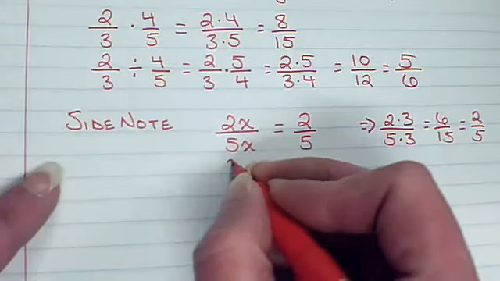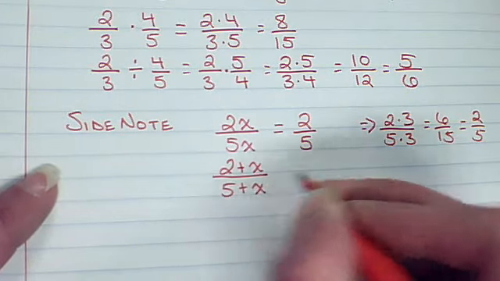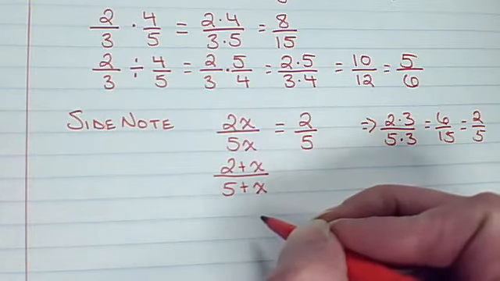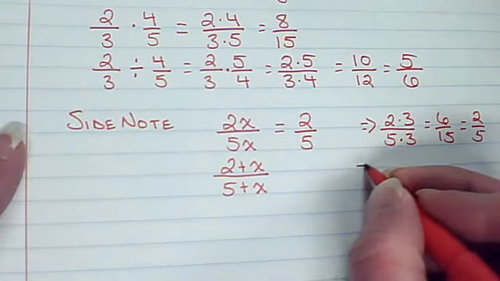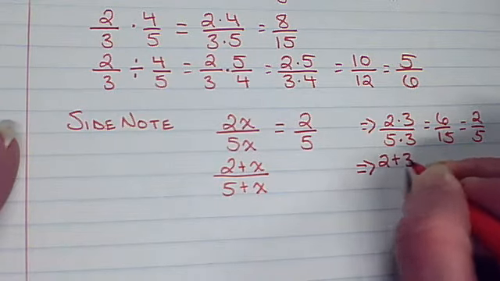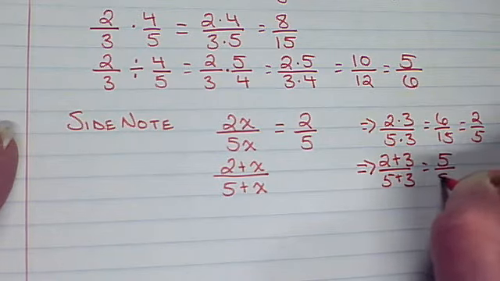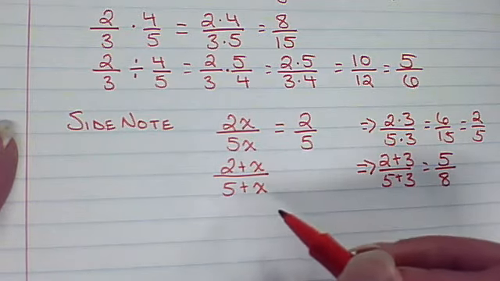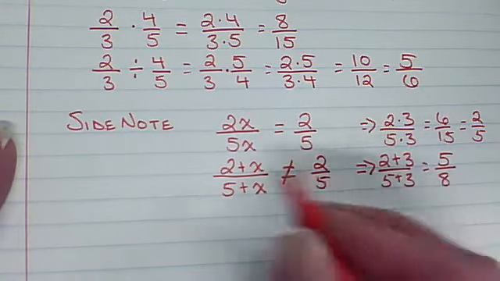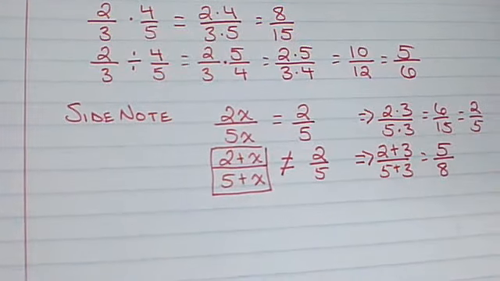Now if it had been instead addition, a lot of people try to do the same thing. They try to divide out something that's being added. Now let's take that situation and again plug in a number. Let's go ahead and do 3. 2 plus 3 over 5 plus 3 is 5 over 8, which is not 2/5. So this does not equal 2/5. It is as simplified as it can get. You cannot divide out when it's addition.